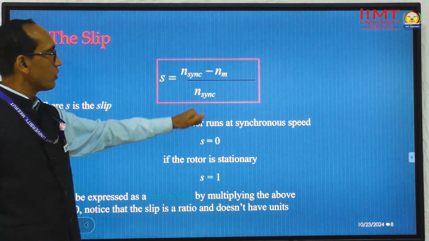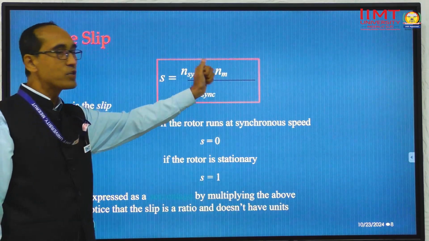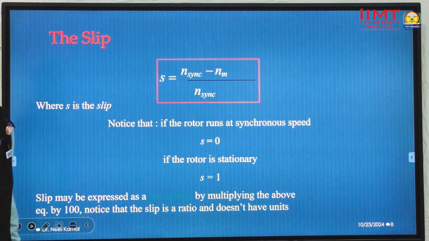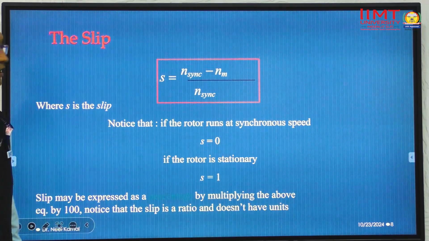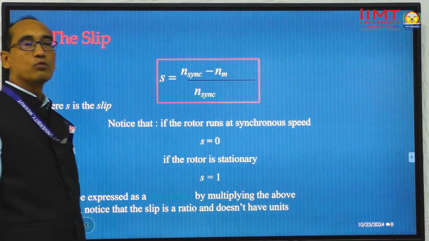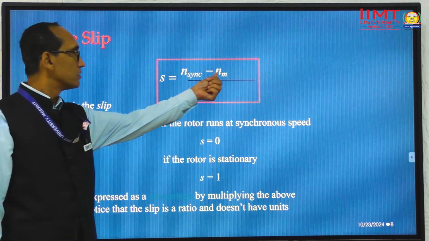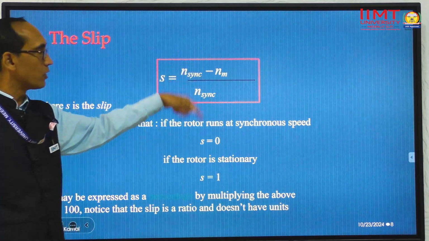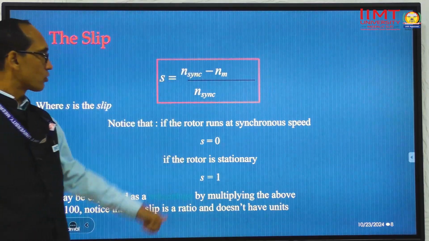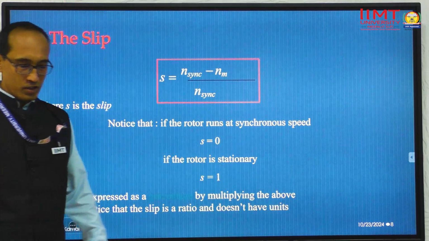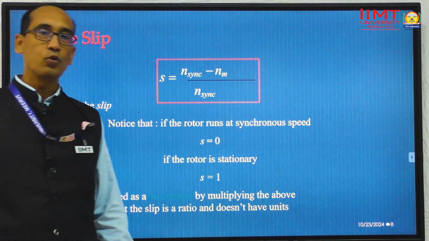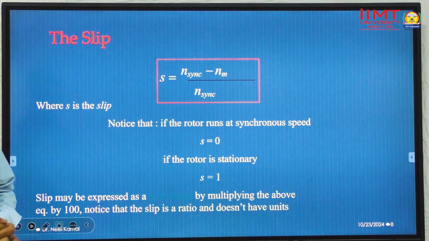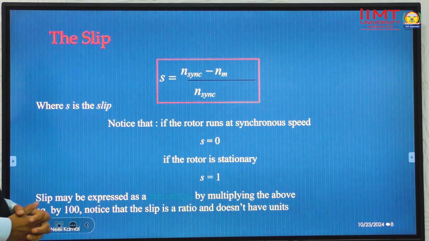Suppose that in this formula, Nm is equal to 0. This is known as the standstill condition, where rotor speed is equal to 0, which means this component will vanish, and Ns upon Ns is equal to 1. So we can say S is equal to 1. This is the case of starting of the induction motor, where S is equal to 1, meaning rotor speed is 0 at this position.